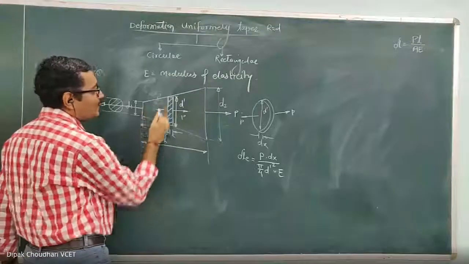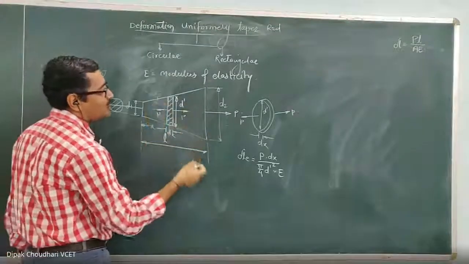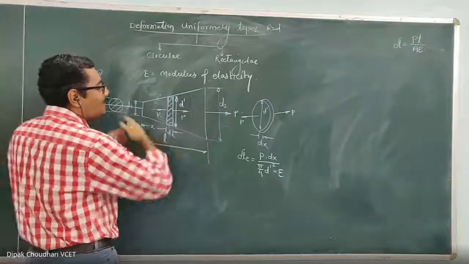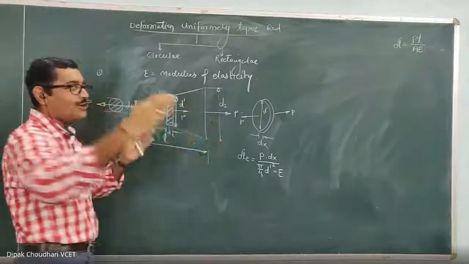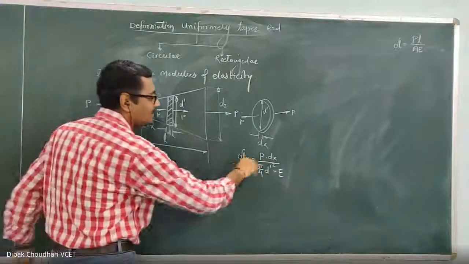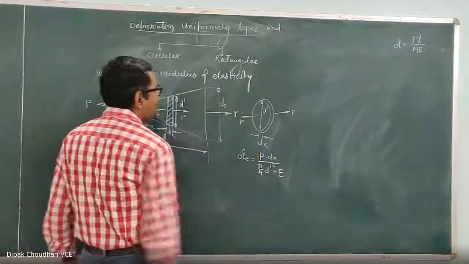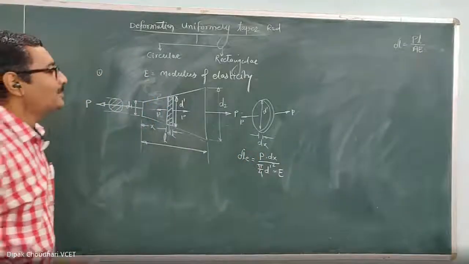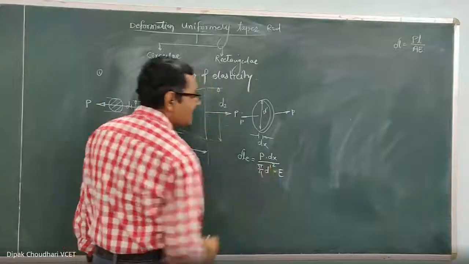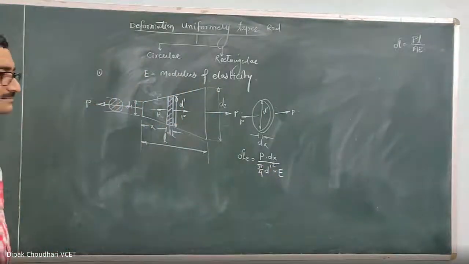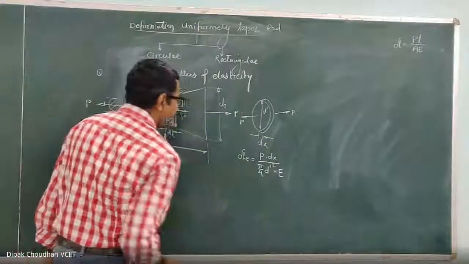I am considering the number of strips. I will calculate the deformation of each strip, and to calculate the total deformation, I will add the deformation of each of the strips. That is nothing but an integration. So to calculate the total deformation, let's integrate it, and you will get the answer. But before that, let's calculate this d dash.